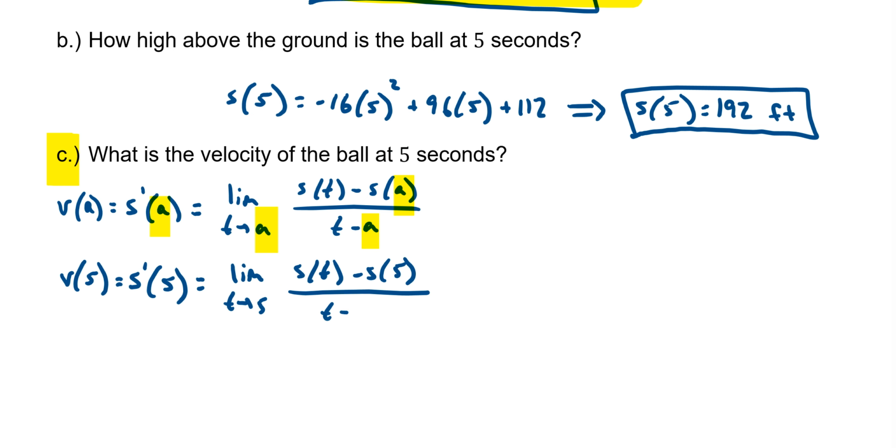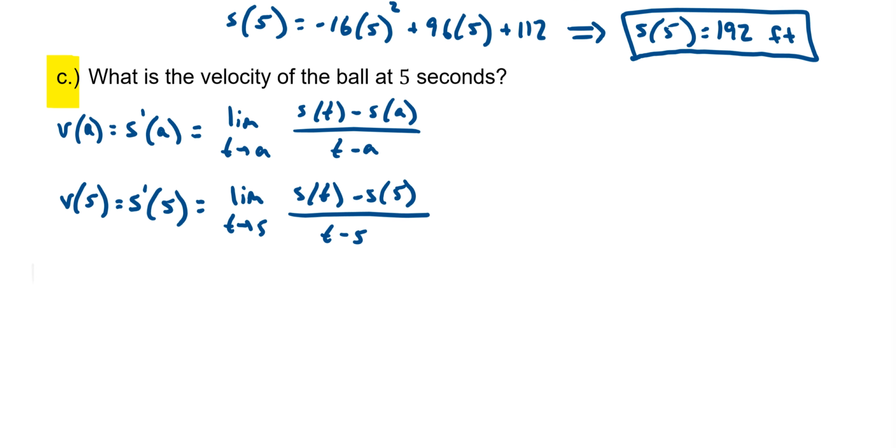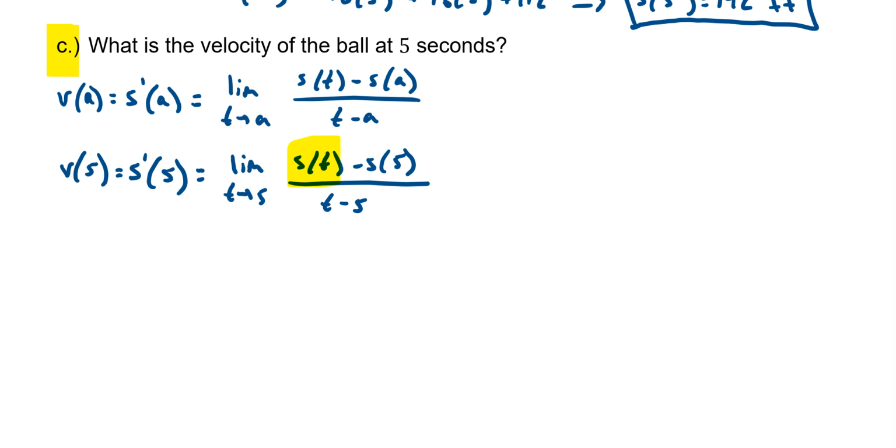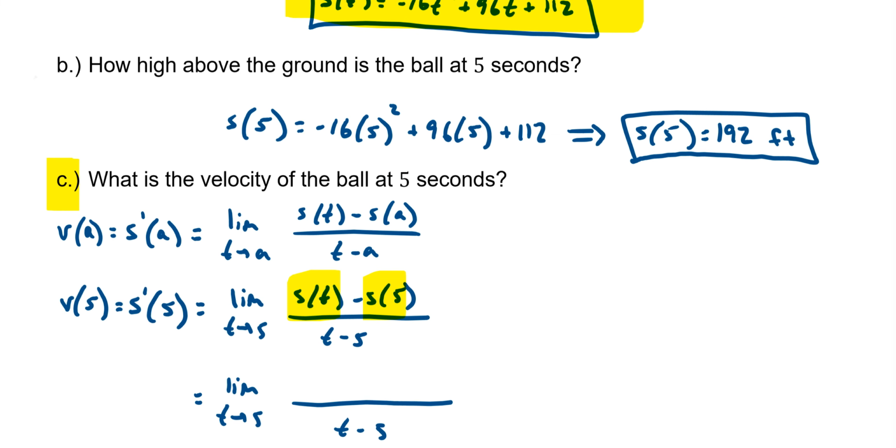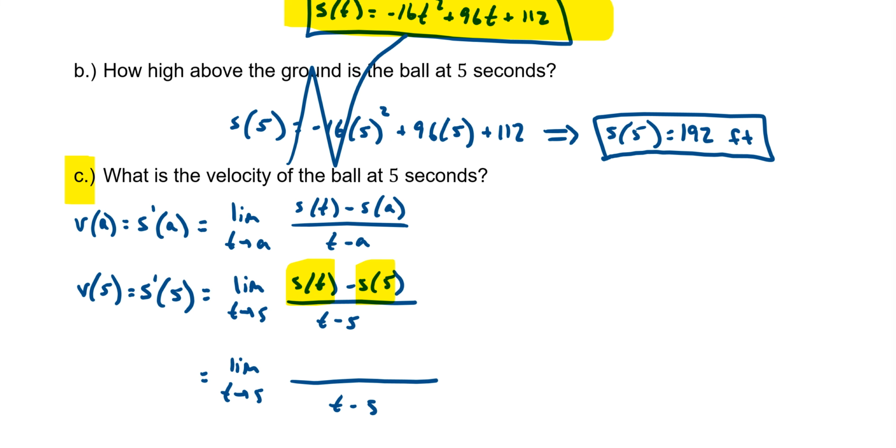And now before we actually evaluate this, we just need to plug in two more things. We need to plug in s of t and s of 5. So let's just write what we already have before we do that. Limit as t approaches 5. Denominator is just t minus 5. So let's look at s of t. S of t is right up here. S of t is the function itself. So we can go ahead and plug that in.